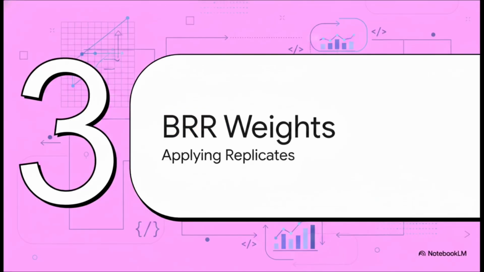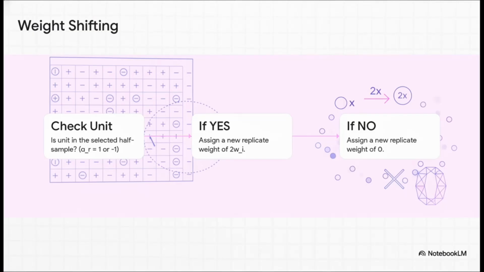Let's shift to Section 3, applying BRR replicate weights. Because theory is great, but how do we actually program this into our statistical software? Obviously, we absolutely do not want to literally delete rows of data to make our half samples. That would be a computational nightmare.